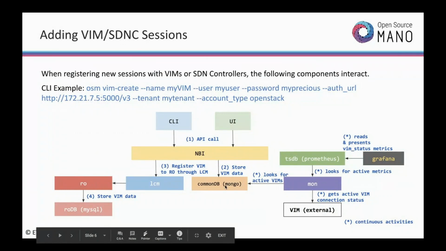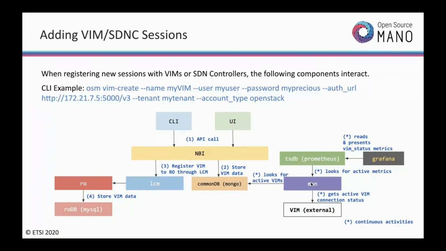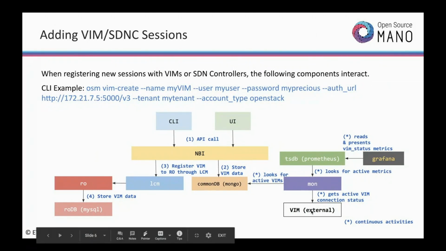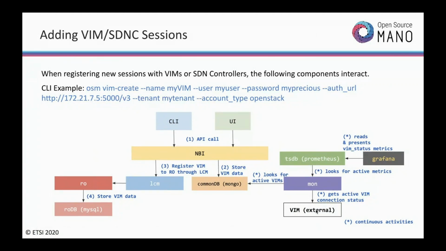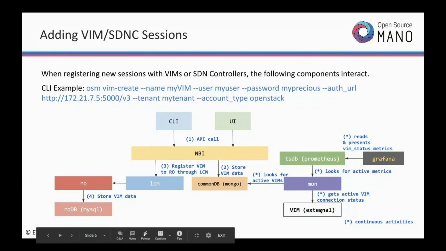And continuously, in parallel, MON is querying the common database to look for active VIMs. So whenever it finds an active VIM, it then gets its status directly. I mean, it queries, for example, Nova, or I think it queries Keystone first to get a token, of course, but then it queries the list of projects to find that the VIM is valid, that it is up.